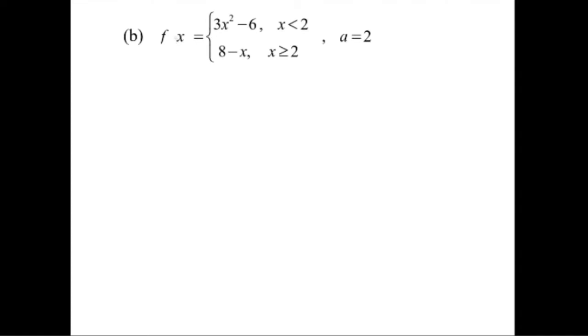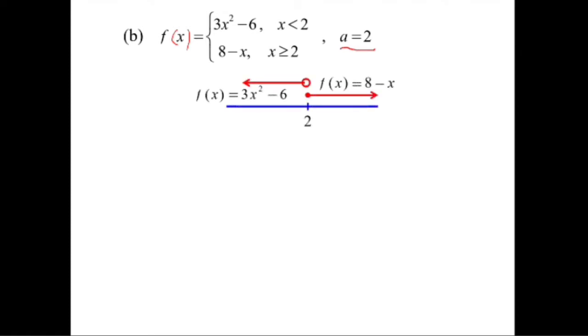Next example. f(x) is this piecewise function, and we want to find the value of the limit as x approaches 2 from the left and also 2 from the right side. So for 2 from the left, plot it on your number line, the function is 3x squared minus 6. Why is it an empty circle here? Because there's no equal sign. And why is it dense here? Because that's the equal sign. On the right side, the function is 8 minus x.